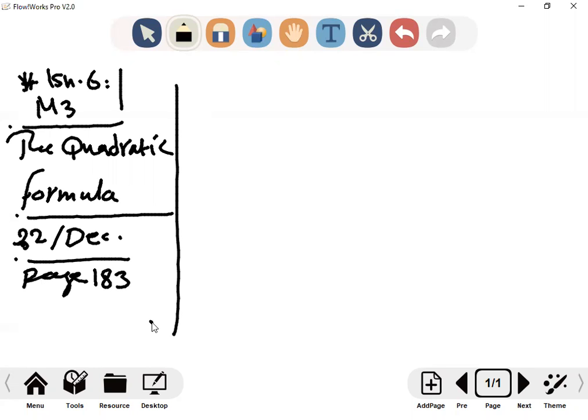We said ax² + bx + c. This is the general form, the general equation of the quadratic form, okay? The general form of the quadratic equation, which we solve, okay?